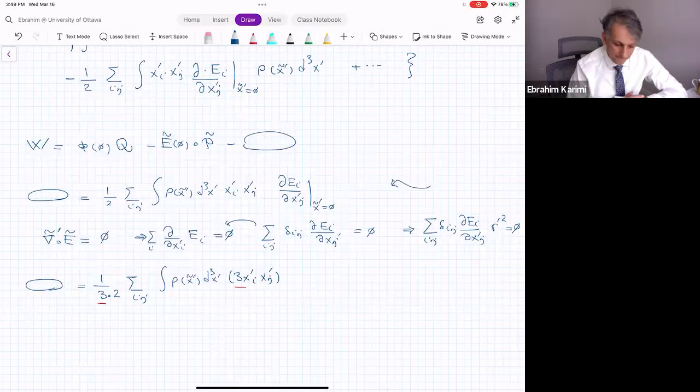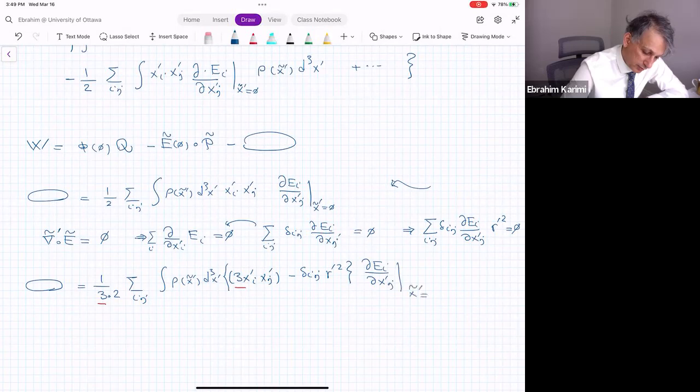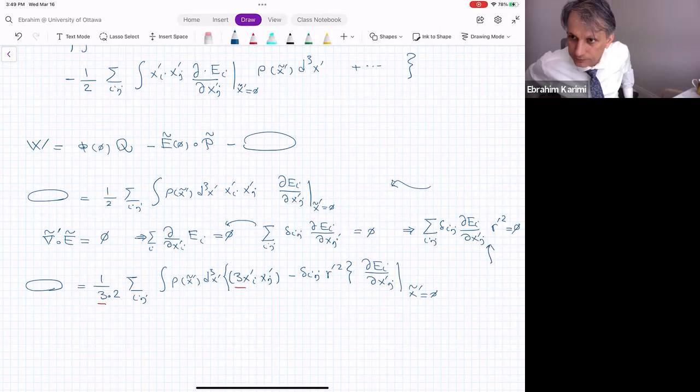Perfect. Then what else will I do? The summation is outside. I will add minus delta of ij r prime to the power of 2. And the rest is the same. It will be derivative of E i with respect to x prime j, which is evaluated at x prime equal to 0. That is true for any place, including x prime equal to 0. All right?